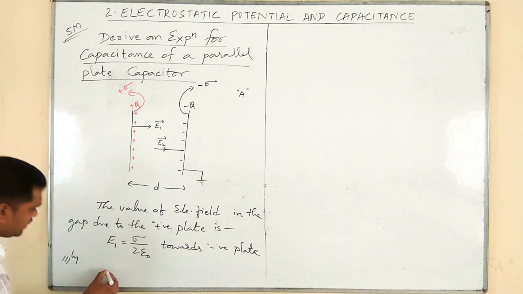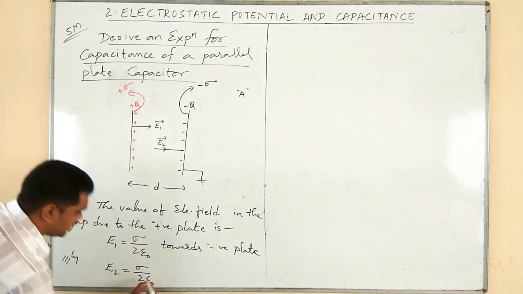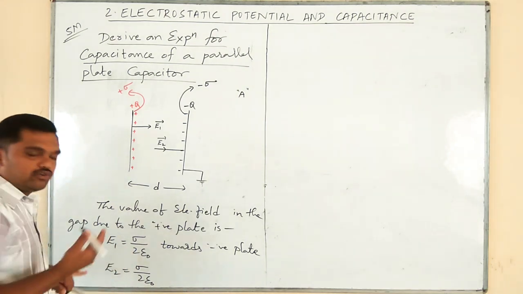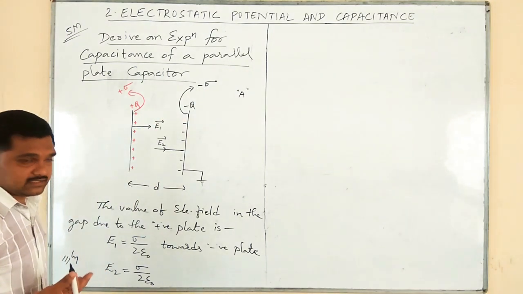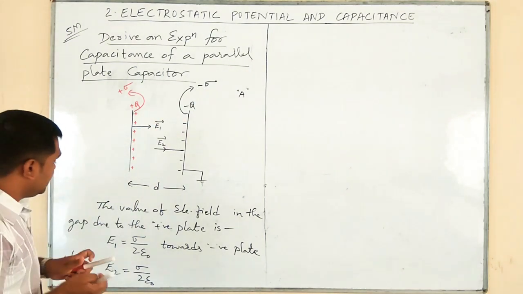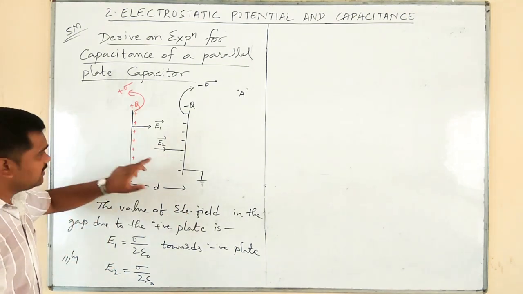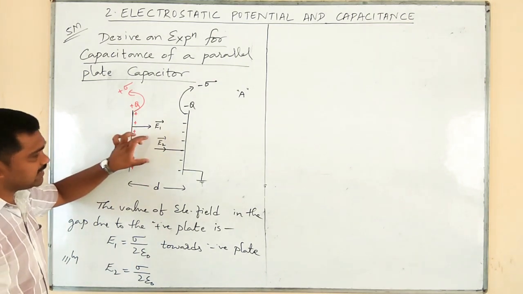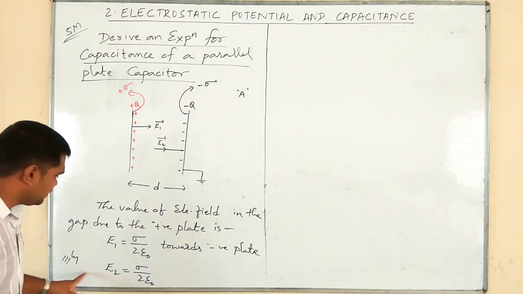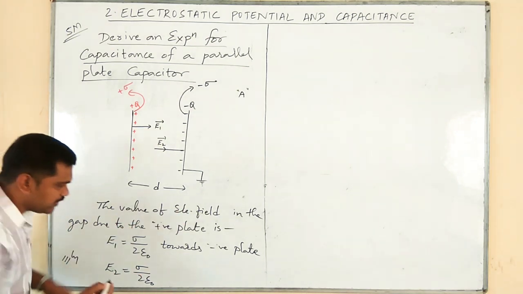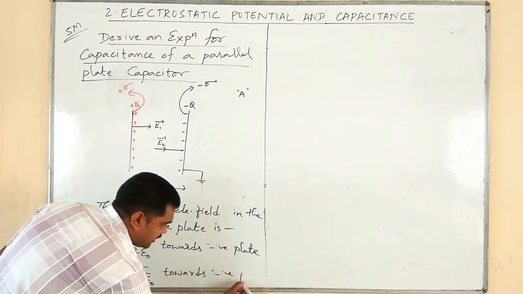Similarly, E2 is equal to sigma divided by 2 epsilon naught. I have taken only the magnitude of the electric field here, so I am not substituting the value of minus sigma here. Only sigma I am taking. If E1 is the electric field in the gap due to this positive plate, then E2 is the electric field in that same gap due to this negative plate. So no need to write this sentence again and again. Similarly, E2 is equal to sigma divided by 2 epsilon naught, and it is towards the same negative plate.